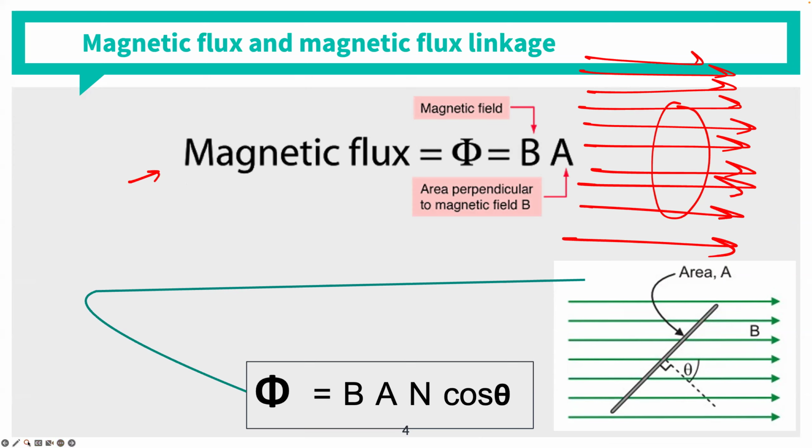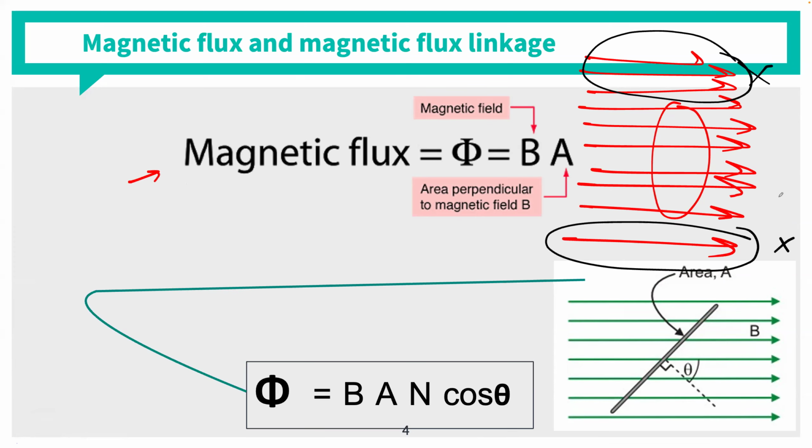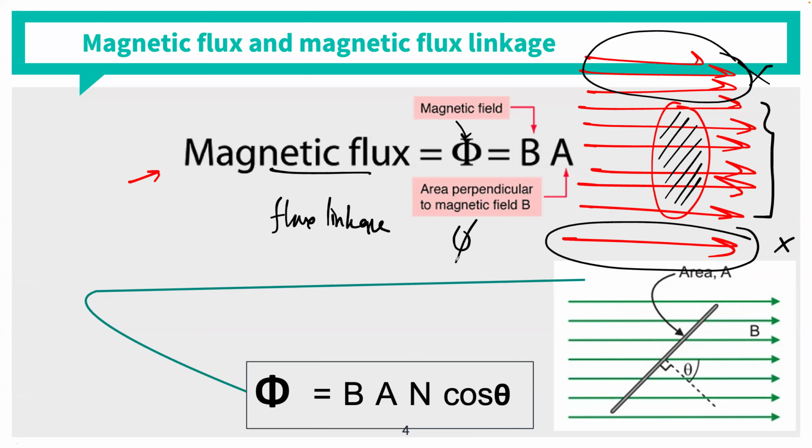If I ask you, is every field line passing through my coil? The answer is no. These field lines are not passing through my coil, only these field lines are passing through my coil. So the amount of field lines passing through my coil is called flux, also known as magnetic flux, or people call it flux linkage. The term denoted for flux is phi, which is given by the formula B into A, where B stands for magnetic field strength and A stands for area of the coil.